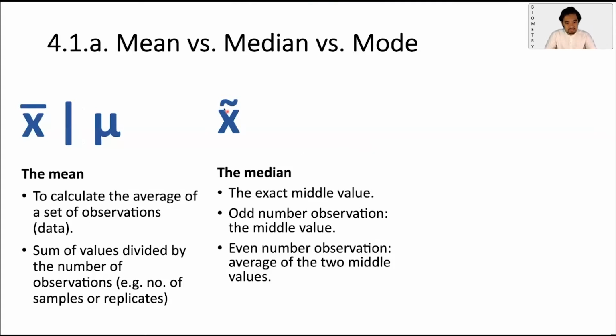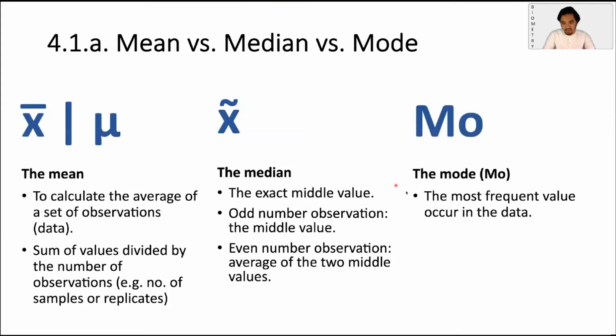Remember, these are the symbols. Once in a while, I think you come across the symbol with the X with the curly top here. This is the standard symbol for the median. While for the mean, we have the X with the horizontal line on top and the mu symbol. These are the standard symbols for the mean.